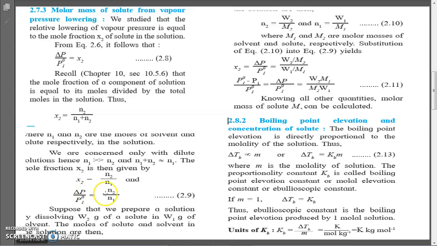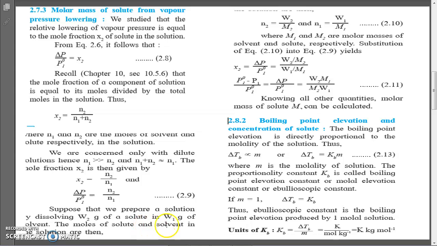Comparing these two, ΔP divided by P₁⁰ is nothing but N2 divided by N1, which is nothing but X2. Suppose that we have prepared a solution by dissolving W2 gram of the solute in W1 gram of the solvent.